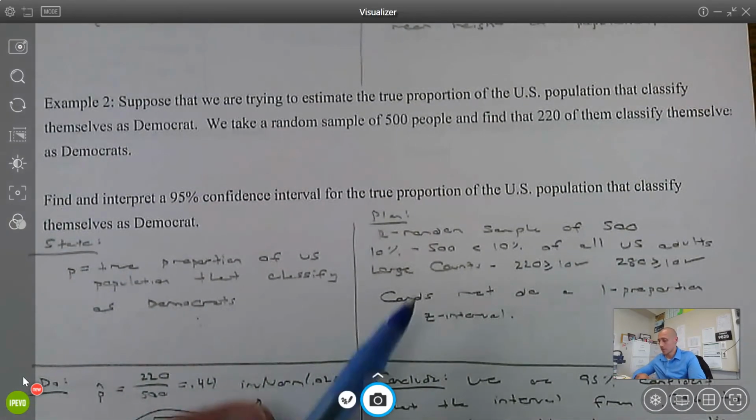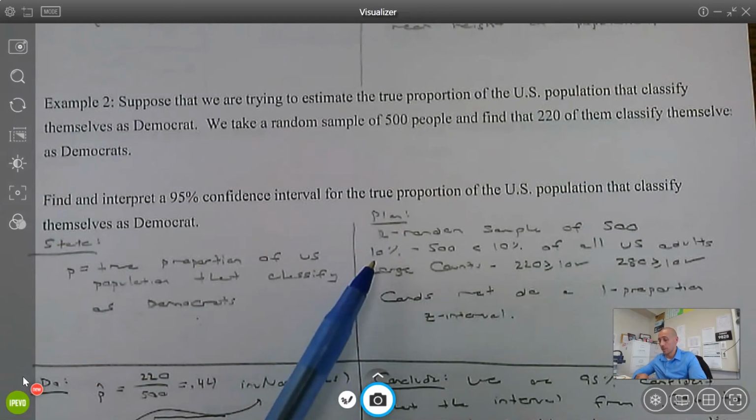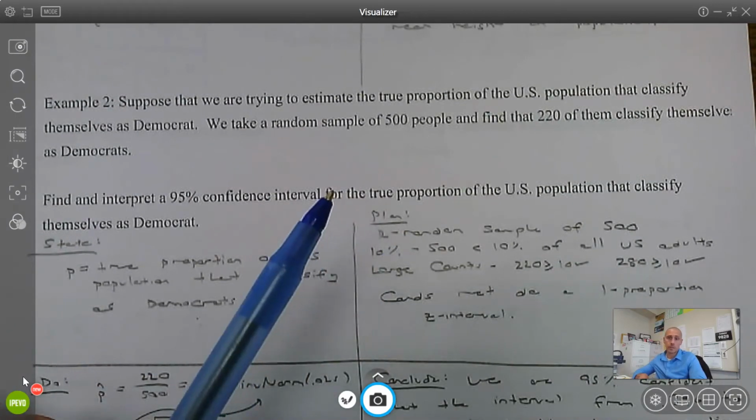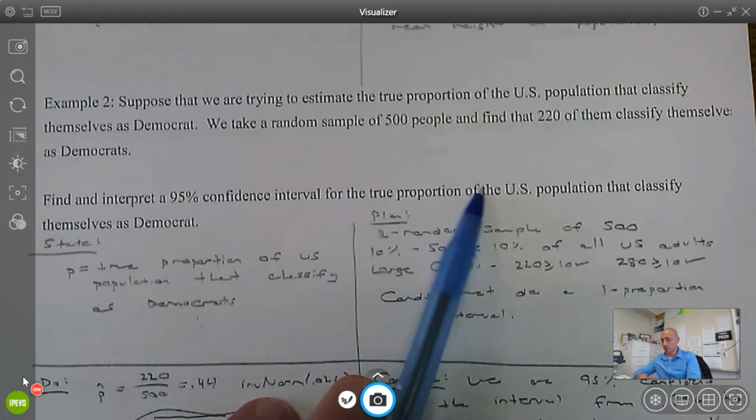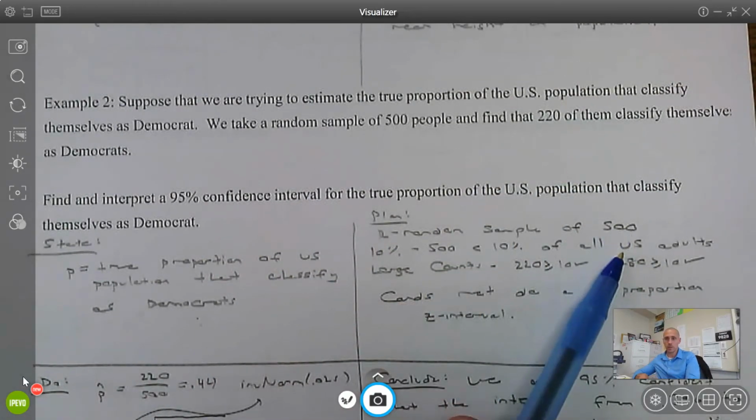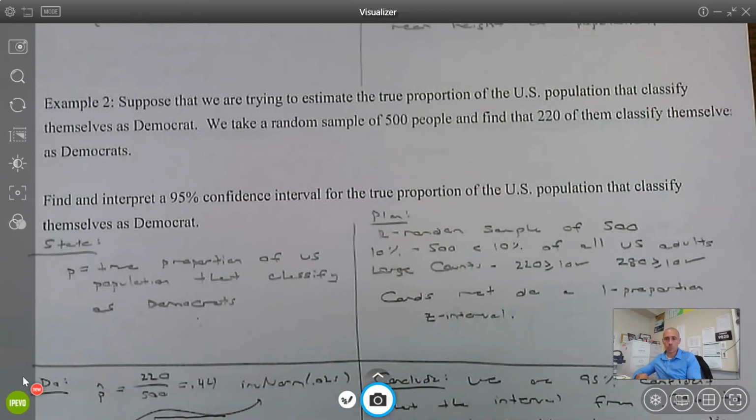CVS, random sample of 500. 500 is less than 10% of all US adults. And large counts. I had 220 successes, so there's 280 failures. Conditions met, we're going to do a one proportion z interval. There is no degrees of freedom for the normal distribution. So anything with z, there's no degrees of freedom.